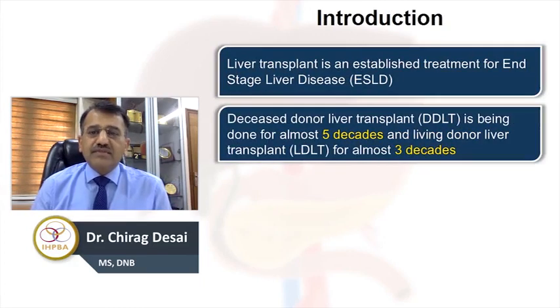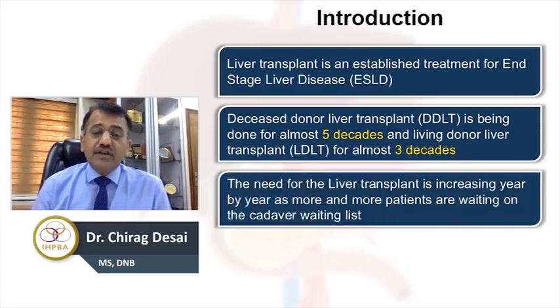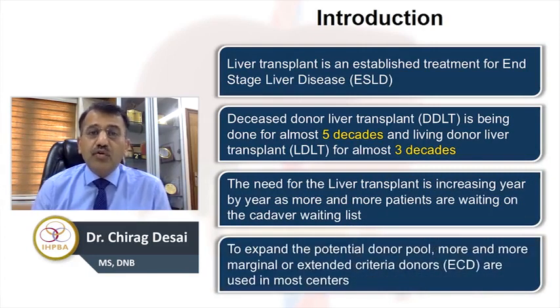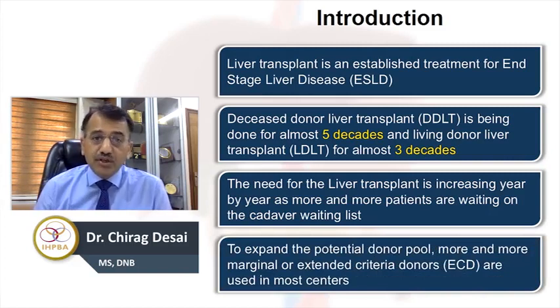Deceased donor liver transplant has been done for more than 5 decades, and living donor liver transplant for more than 3 decades now. The need for liver transplant is increasing, and hence we need more and more organs. To expand the potential donor pool, more and more marginal or extended criteria donors have to be used.